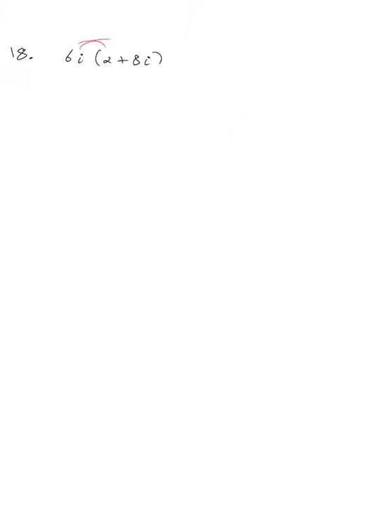Here we only have to distribute one term into the parentheses, but it still works the same way. So 6i times 2 is 12i. 6i times 8i is 48i squared. But as noted before, i squared is negative 1. This is 12i minus 48. You could reorder this to say negative 48 plus 12i if you want to keep it like our other answers, but that's the final answer.